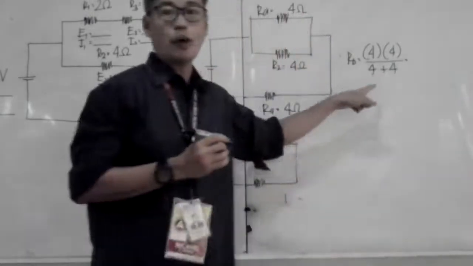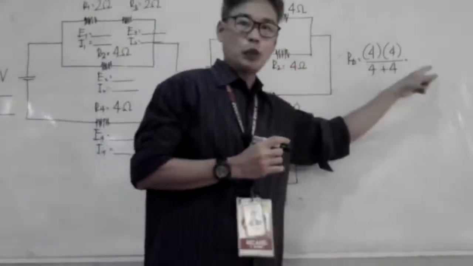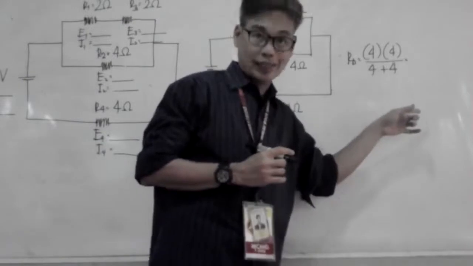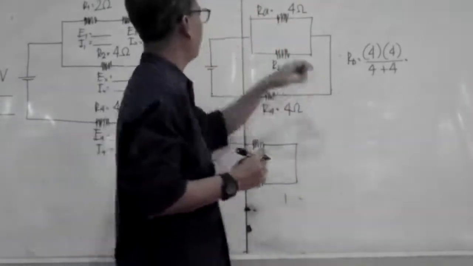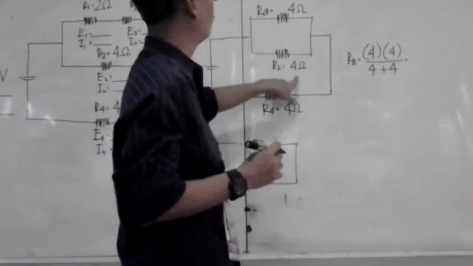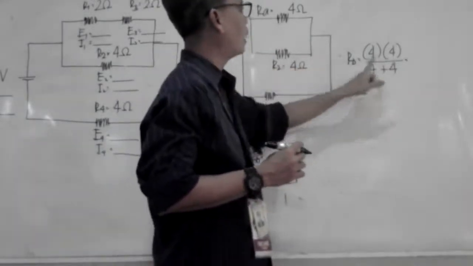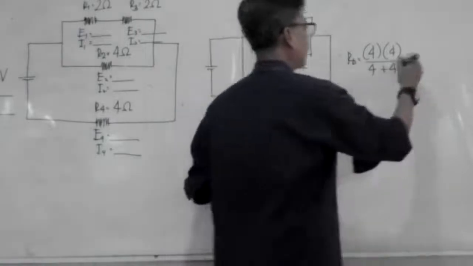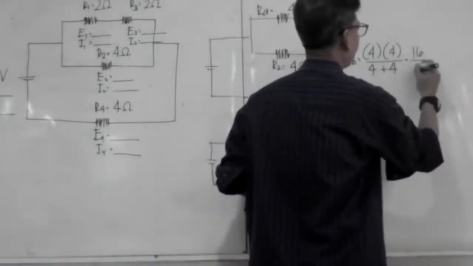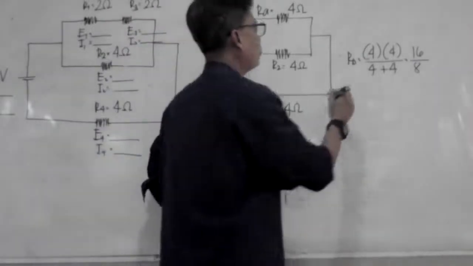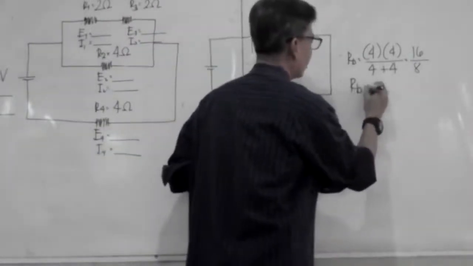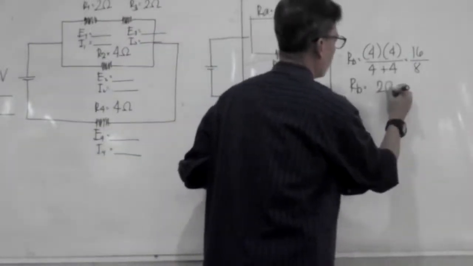Okay, so I think you know this one. This is R1 times R2 divided by R1 plus R2. Nasa 4 na naman natin yan. So meaning, ang R mo dito are 4 and 4. So that's 4 times 4 divided by 4 plus 4. So we get 16 divided by 8. So your RB now is equal to 2 ohms.